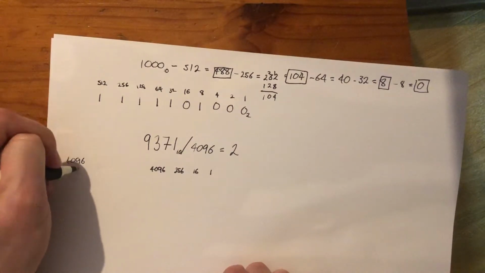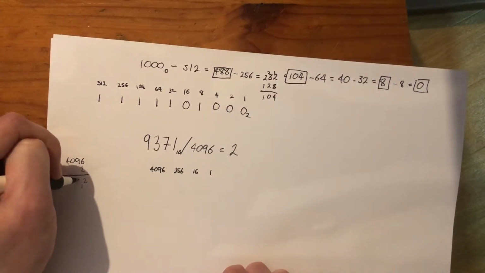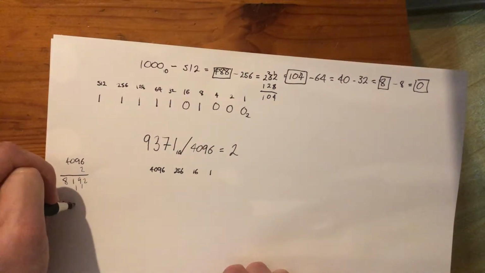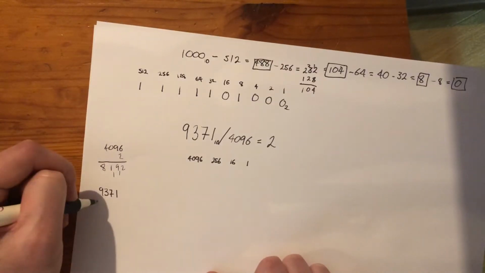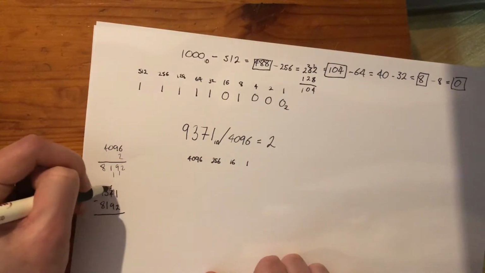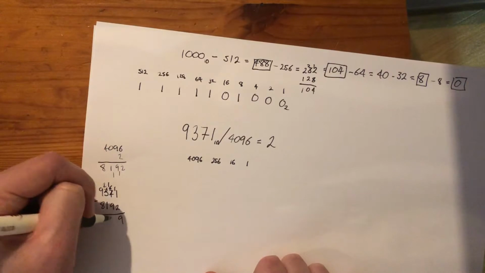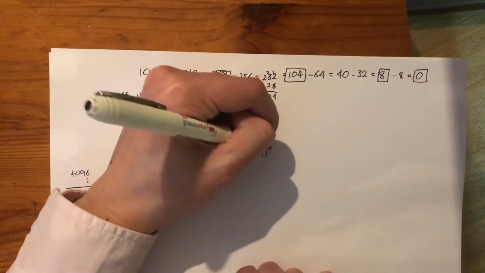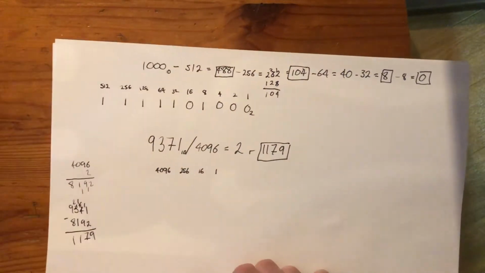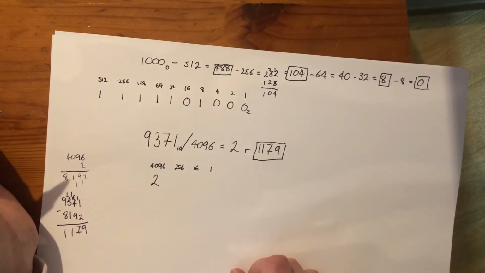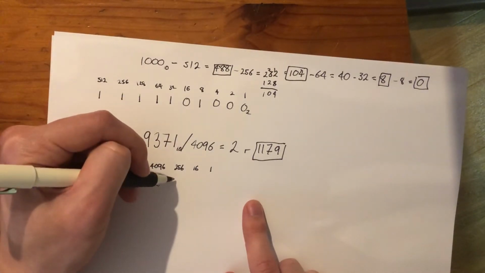So I know that 4,096 times 2 is equal to 8,192, and then I do 9,371 minus 8,192. 1,179 is my remainder. So I put that in here, and this is my new number. I'm going to square it to see. Now the whole part I put in here, 2, and then I use my remainder as I move over to the next place value.